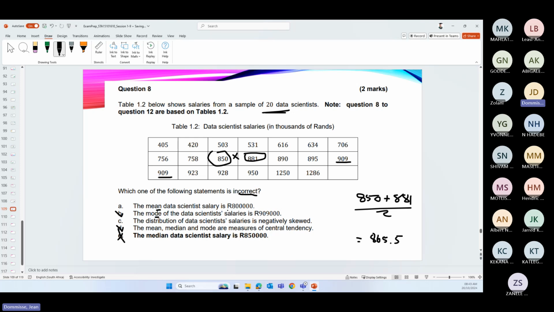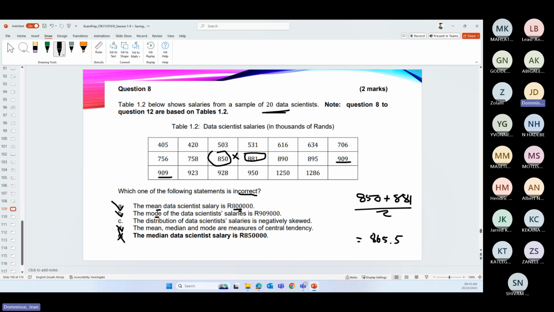So without putting this into Excel, and that's why I said sometimes the 1510 guys that are also on the call think we need to have Excel, but in this one we actually did not. So that one is wrong, and the mean is then actually 800. So we can take it that the mean is 800.